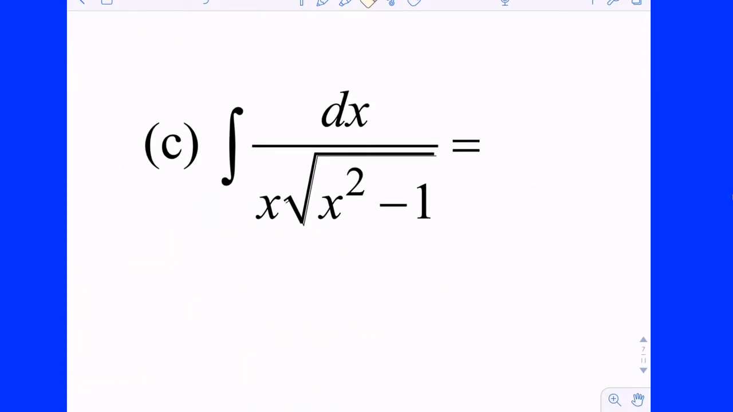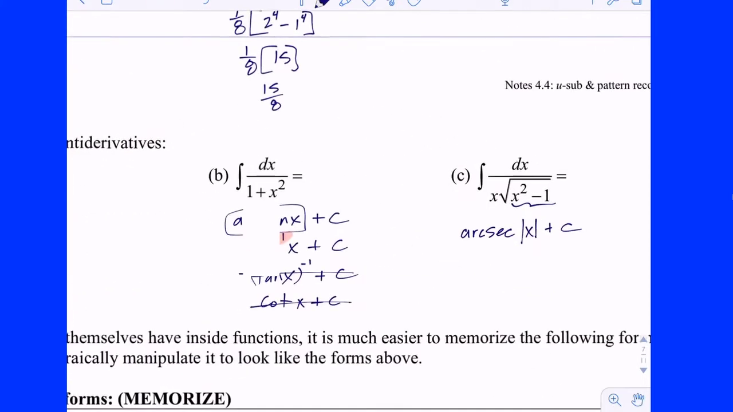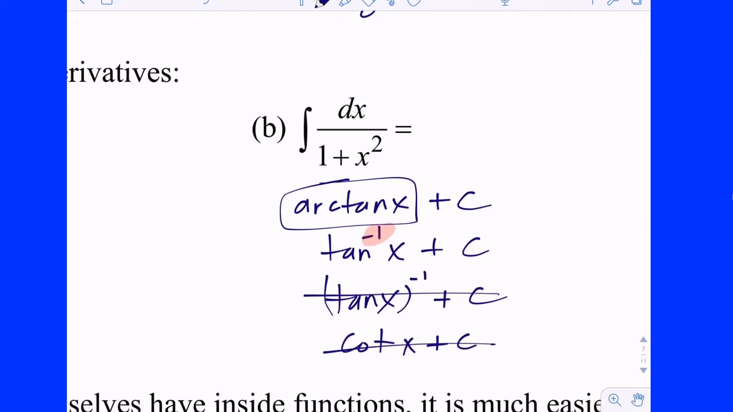And this one. Arc secant. Yeah, that one's pretty noticeable. It has a radical. It's function minus number, and then it's got the x on the outside. Now, if you're going backwards, if you recall, this becomes arc secant of not just plain old x, but absolute value of x, plus c. Okay, so if you actually run into those guys, you know what the answer is.